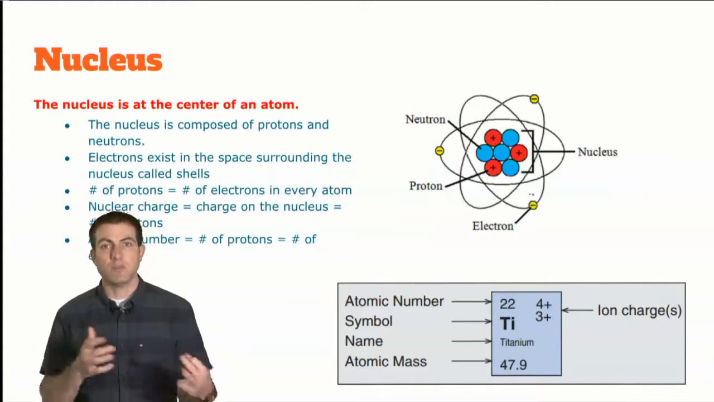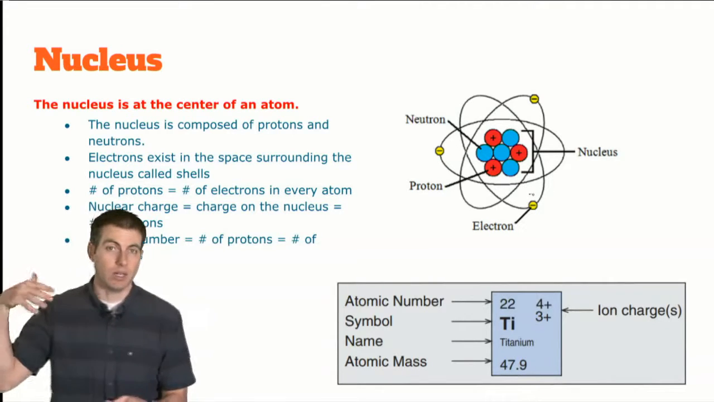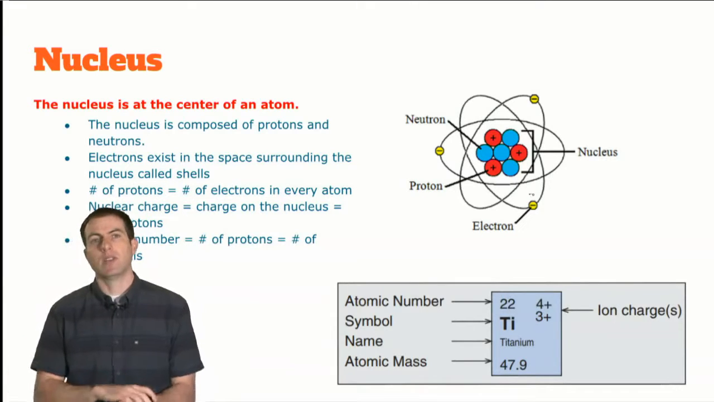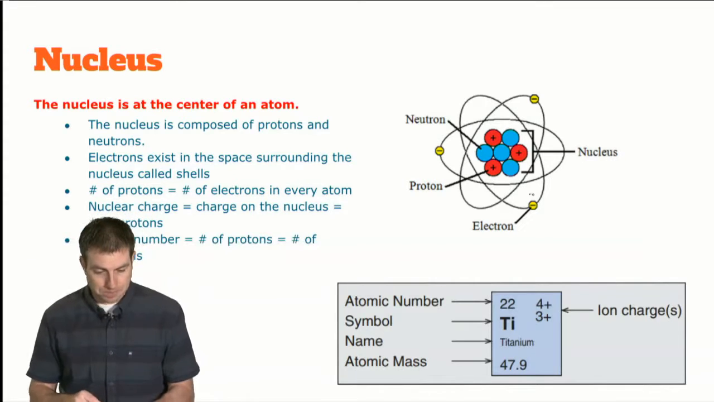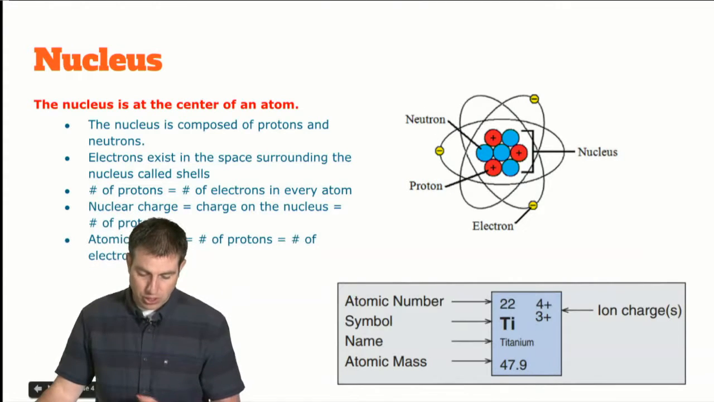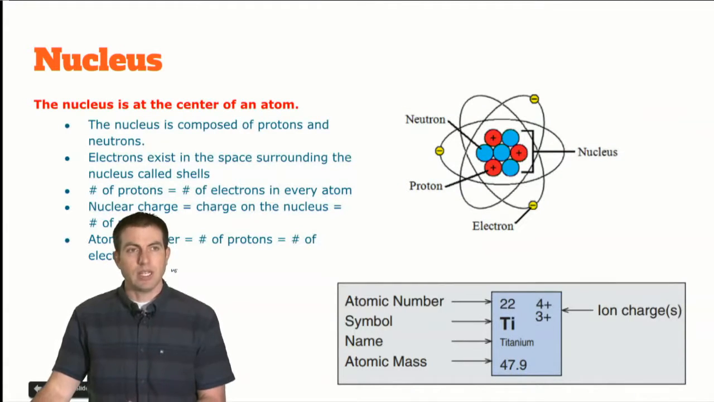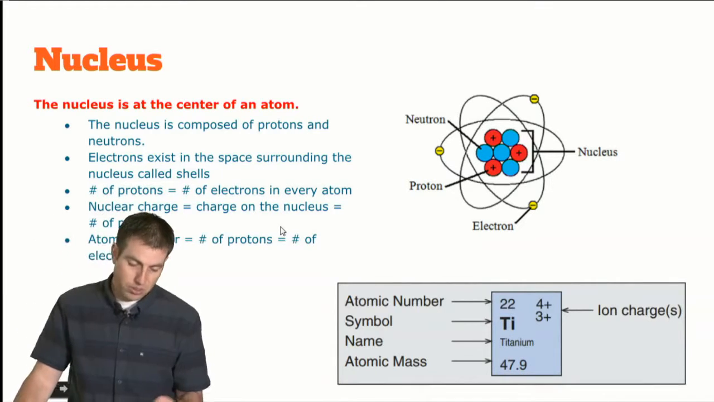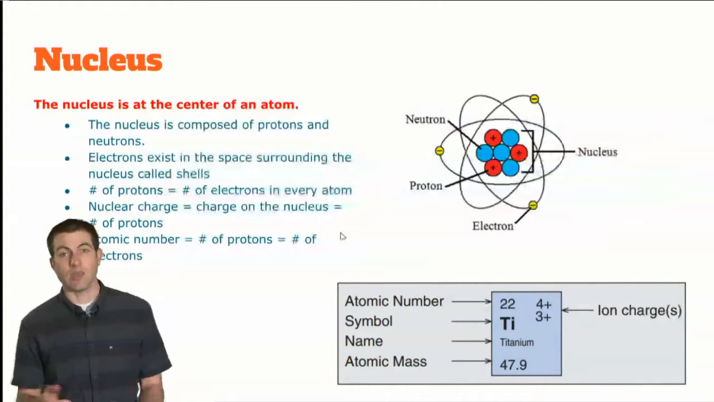The charges need to balance out. They don't always. We'll talk about how they don't balance out later, but when we're talking about atoms, the number of protons is always the same as the number of electrons. That's extremely important. The nuclear charge is the number of protons, which is also called the atomic number. So you can see that nuclear charge equals charge of the nucleus equals number of protons equals atomic number equals number of electrons. These things are all the same.